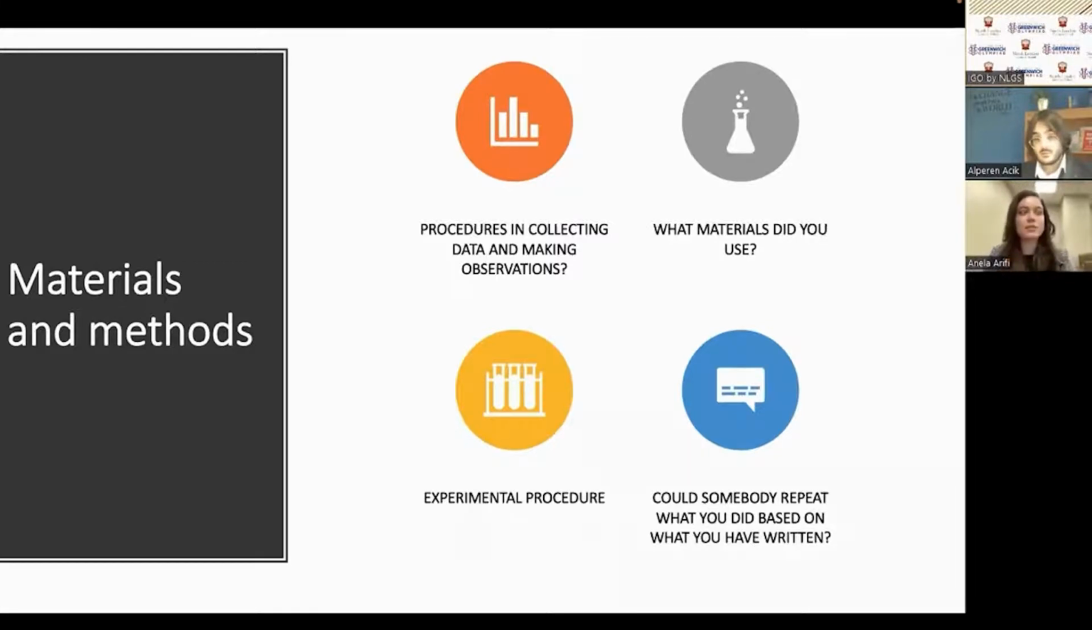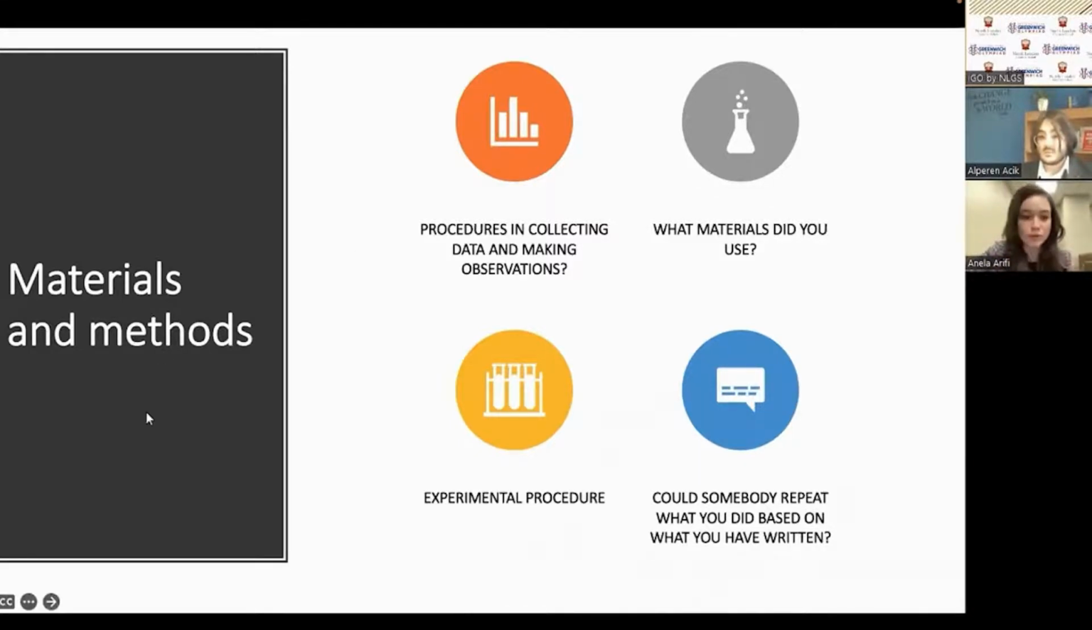And what I would say is the most important question you need to ask yourself at the end of this segment is, could somebody repeat what I did based on what I have written here? So if you have reported on the exact amounts of materials you used and the procedures you collected your data with, then it is very likely that your experiment will be repeatable by other people.